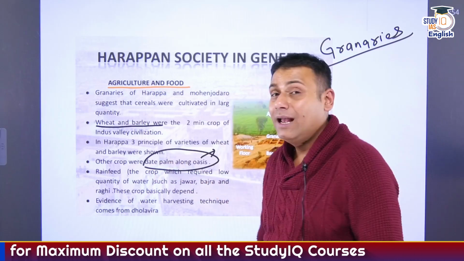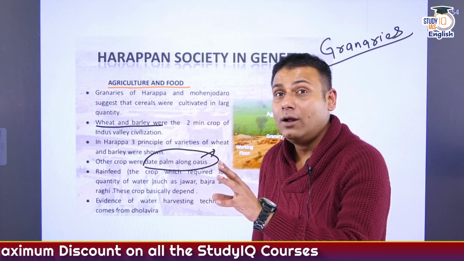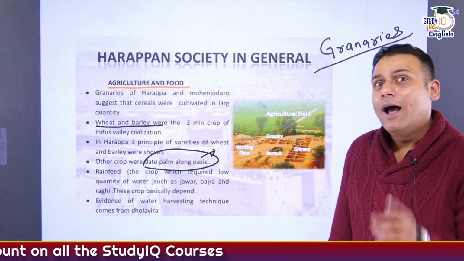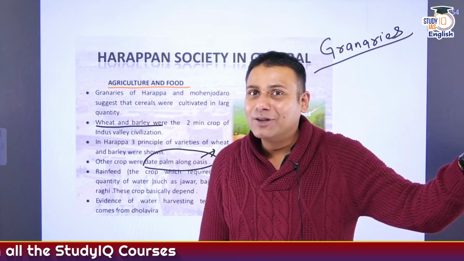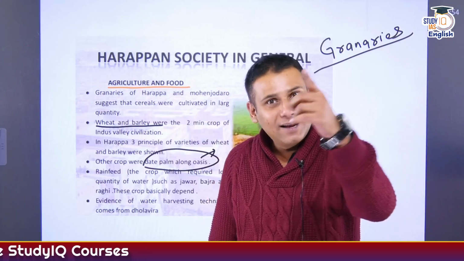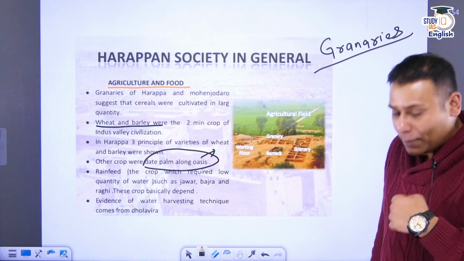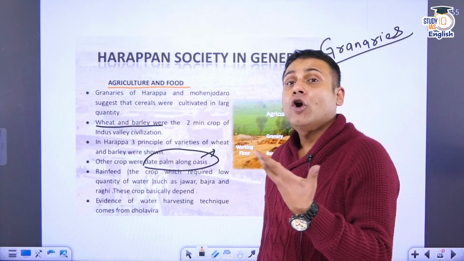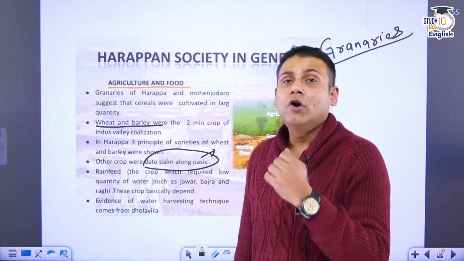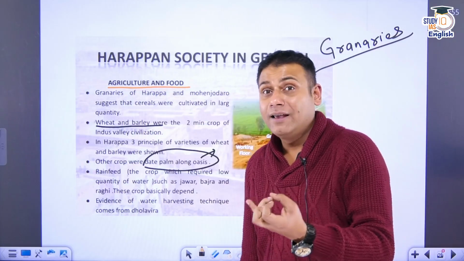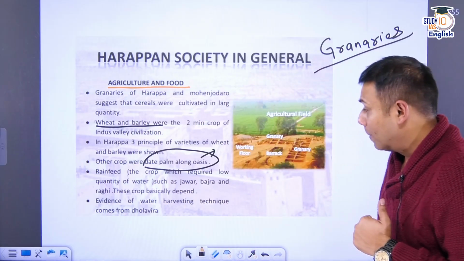Now, an oasis is a region particularly around desert areas. So where would the date palms be cultivated? Around the region of Kalibangan, because Kalibangan is a site located in Rajasthan. Clear? Apart from this, people also cultivated rain-fed crops. What are rain-fed crops? These crops require very little water: jowar, bajra, ragi, millets, and so on.